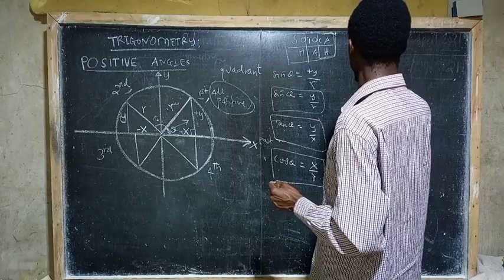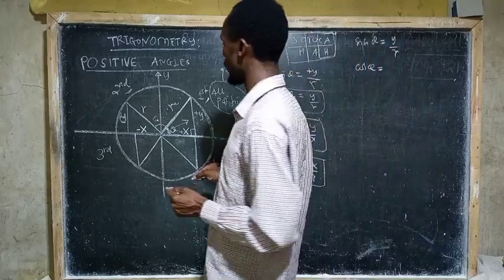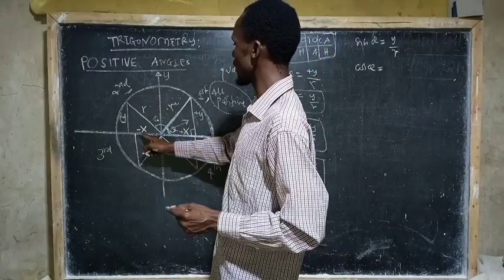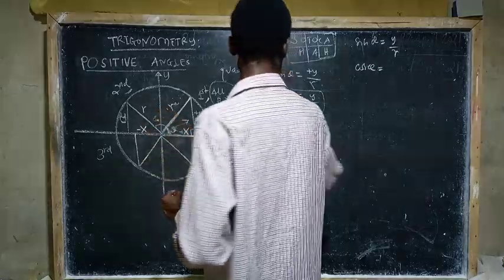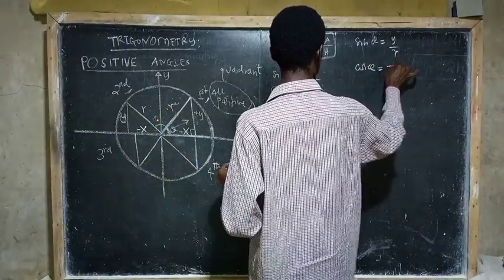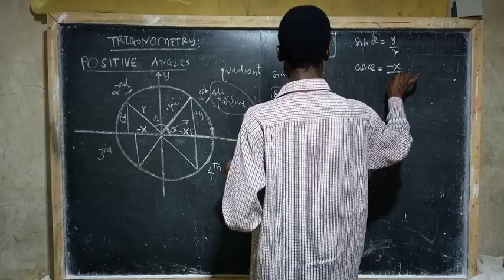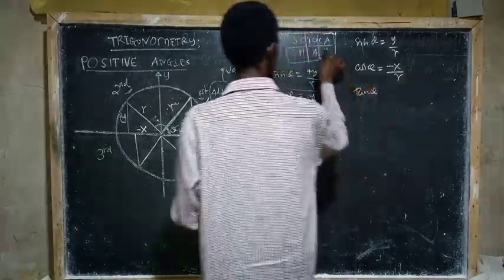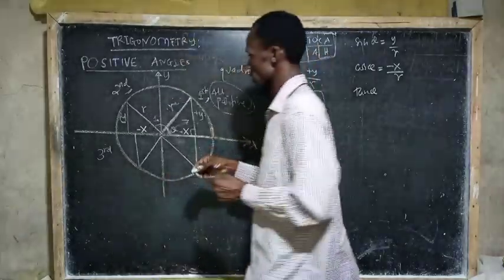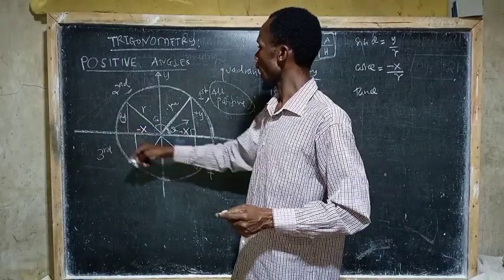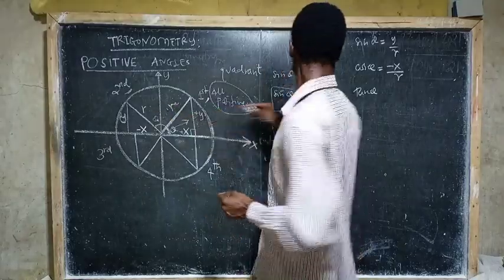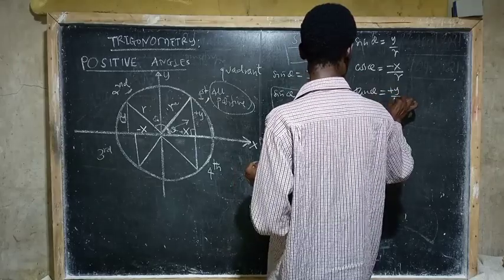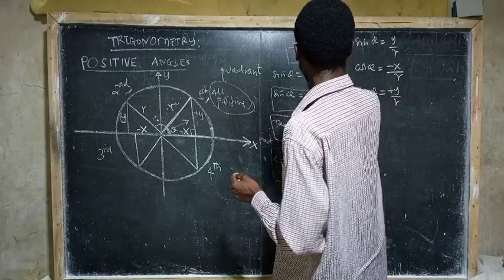And then cosine of an angle. Cosine is equal to adjacent over hypotenuse. Adjacent is negative and hypotenuse is positive. Now adjacent is negative x over what? Over hypotenuse, which is r. And then tan of an angle, as I said, tan is equal to opposite over adjacent. Opposite is positive y, and then hypotenuse is positive. Therefore, this is positive y over what? Hypotenuse is r.